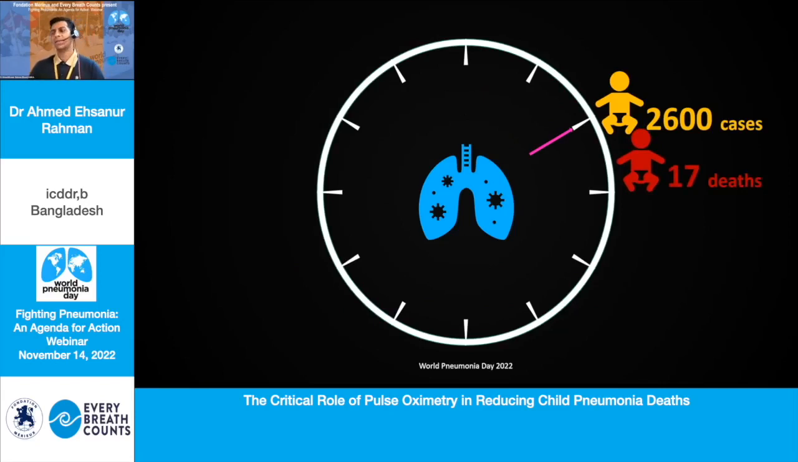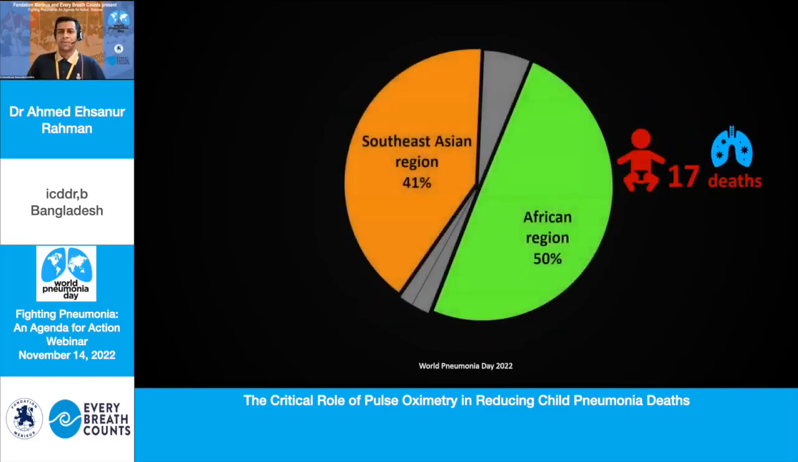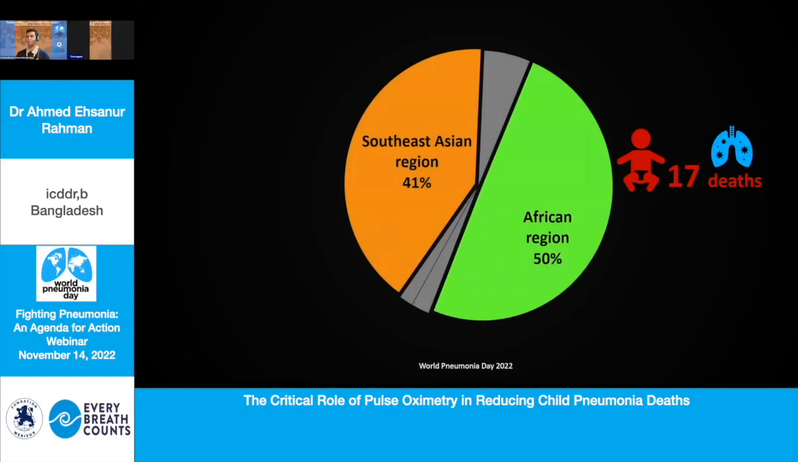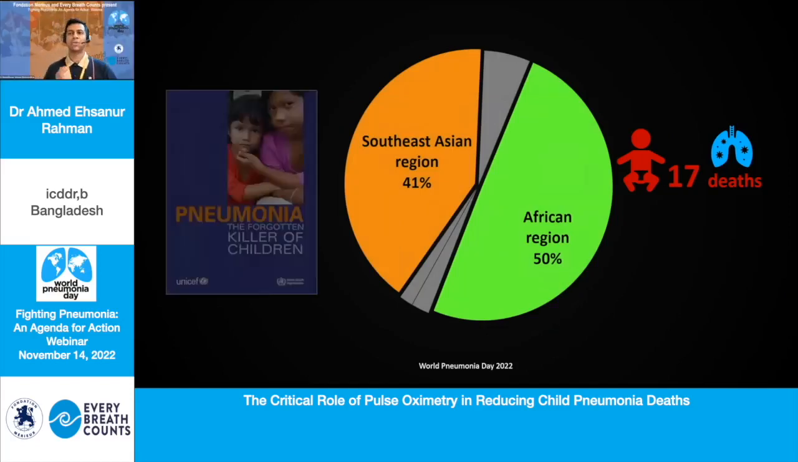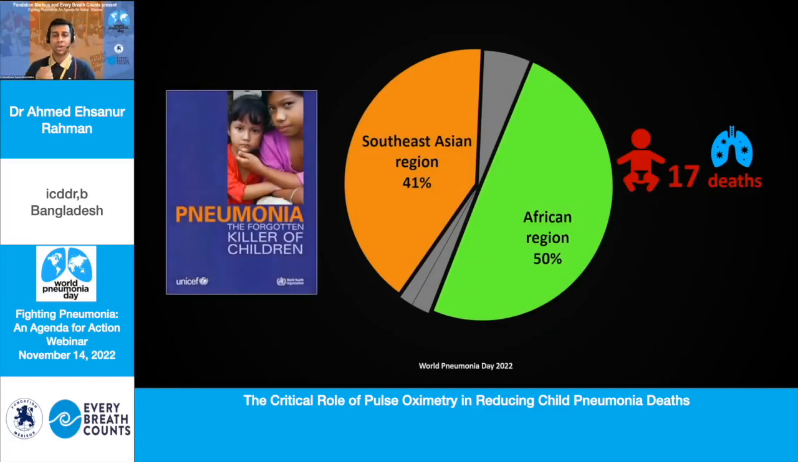And that is unacceptable. What is more unacceptable is that out of those 17 children who are going to die due to pneumonia, almost all of them will die in Southeast Asia and Africa, almost all of them. And most probably that is the reason why we don't talk about pneumonia the way we should. It is the number one killer among children. It is the number one infectious reason for which children are dying. And that is why it is the forgotten killer.